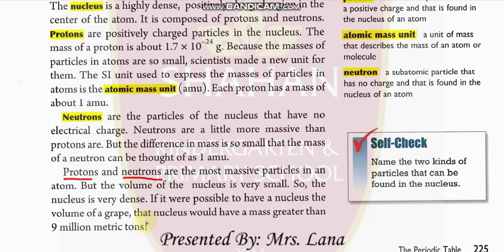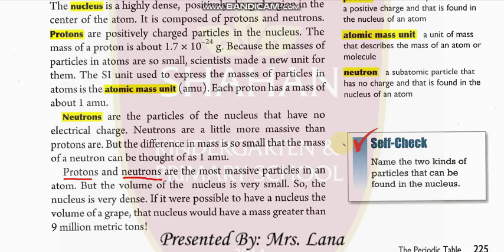But the volume of the nucleus is very small. So the nucleus is very dense, as we said, and it is positively charged, containing protons and neutrons. If it were possible to have a nucleus the volume of a grain, that nucleus would have a mass greater than 9 million metric tons.